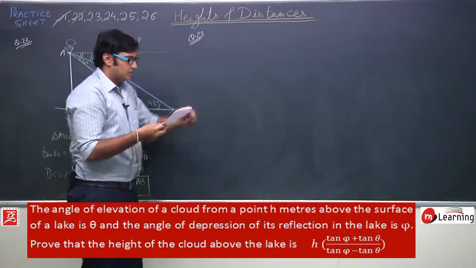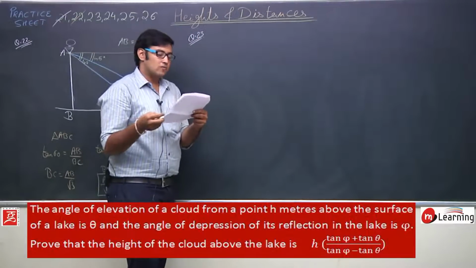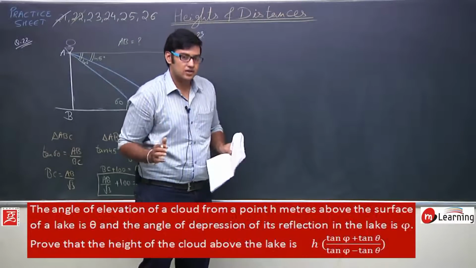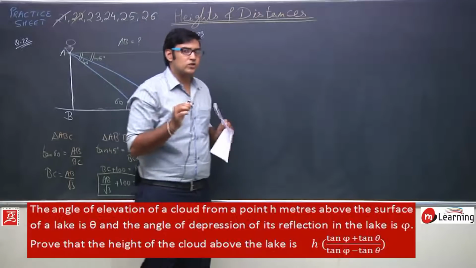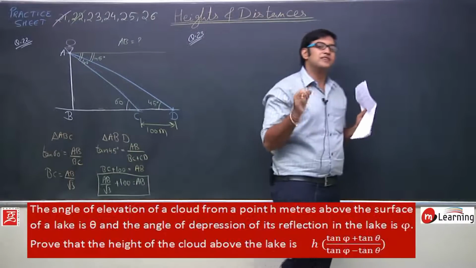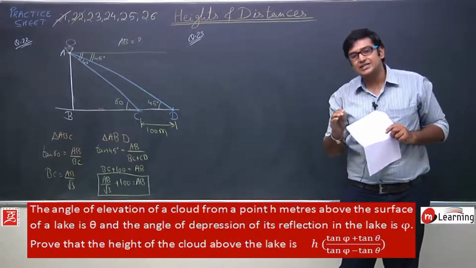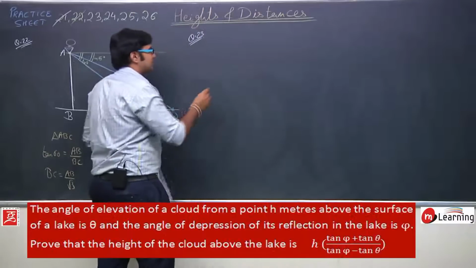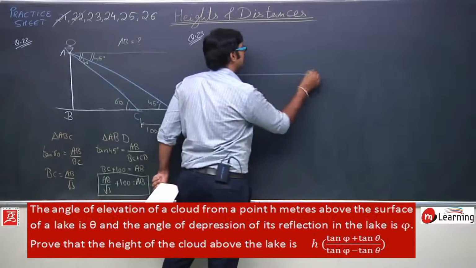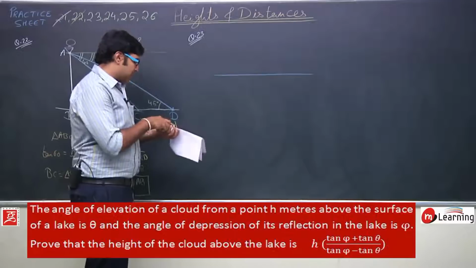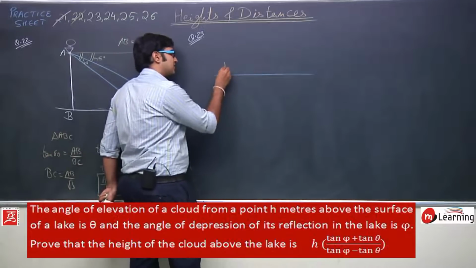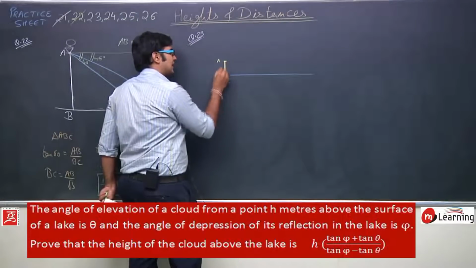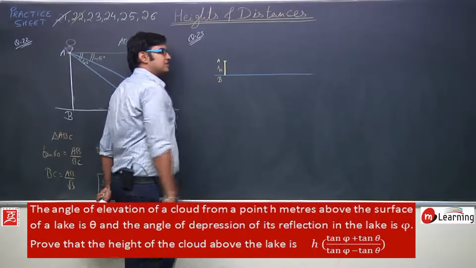It says that the angle of elevation of a cloud from a point h meters above the surface of the lake. It means the point of observation, the point from where I am observing the cloud, is h meters above the lake. So there must be a lake. So let us first draw the lake surface. Let us say this is the lake surface, and h meters above this surface, let us say this is A and this point is B. So it is h meters above.